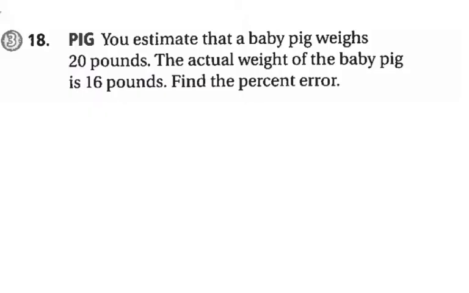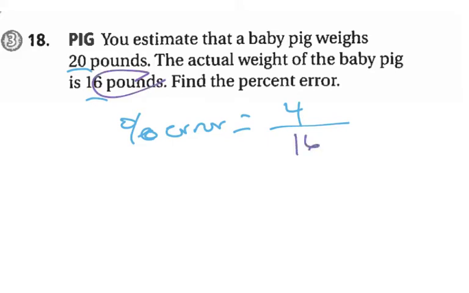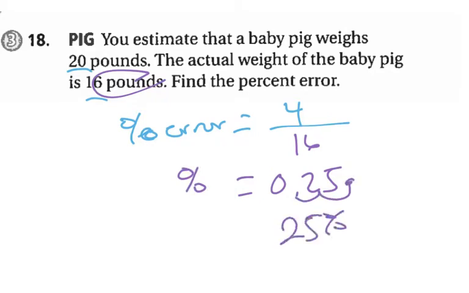Okay, here we have, you estimate that your baby pig weighs 20 pounds. The actual weight is 16 pounds. Find the percent of error. Well, the percent of error is equal to the amount of the error. Well, 20 minus 16 is 4, right? Over the actual amount. The actual amount here is 16 pounds. So 4 over 16, if you pop that in a calculator, which you kind of should know that one, because it's 25% or 0.25, the percent of error is 25 hundredths. I need to change it to a percent, move the decimal, so it's 25% error.